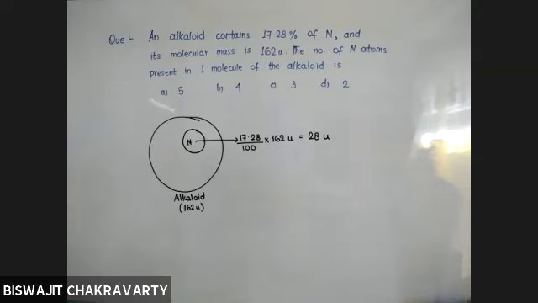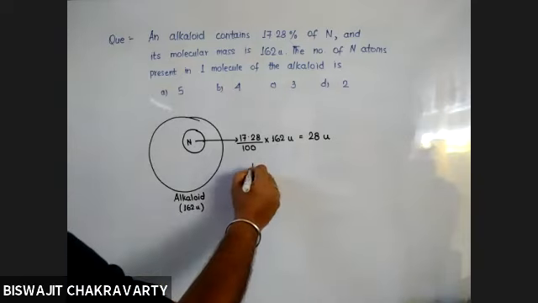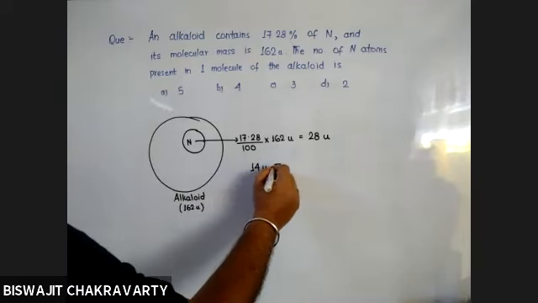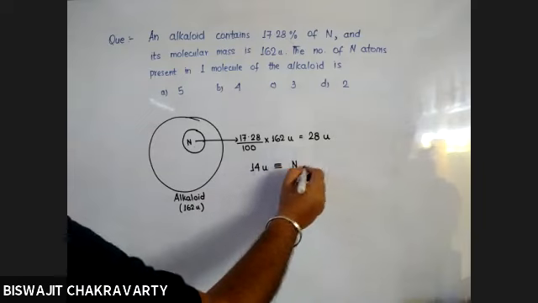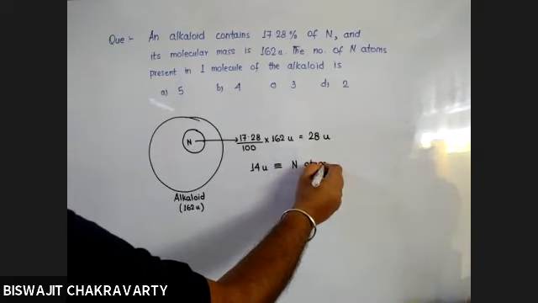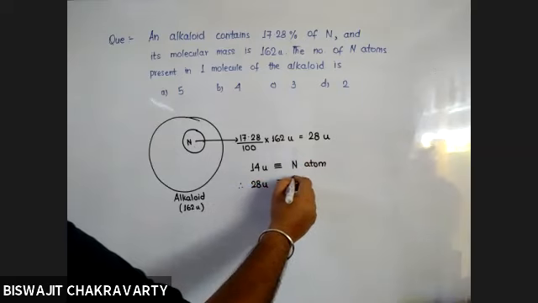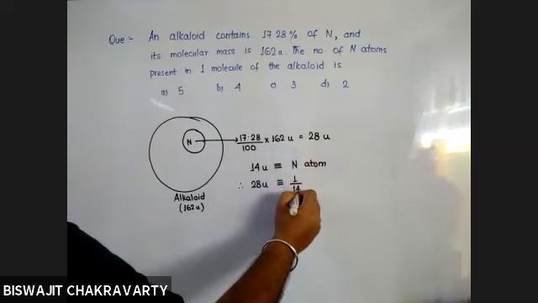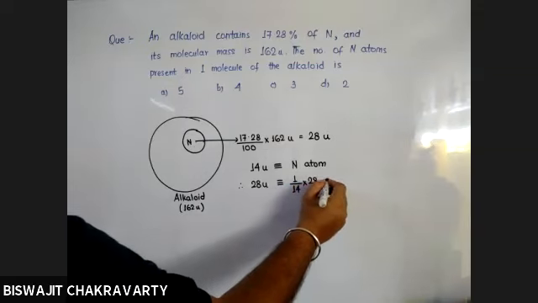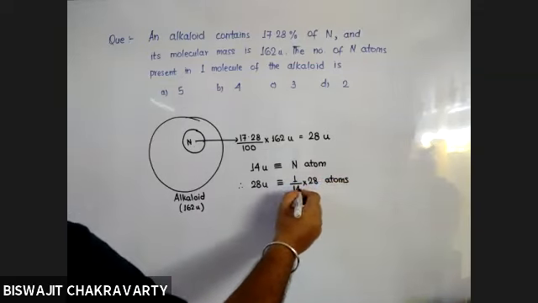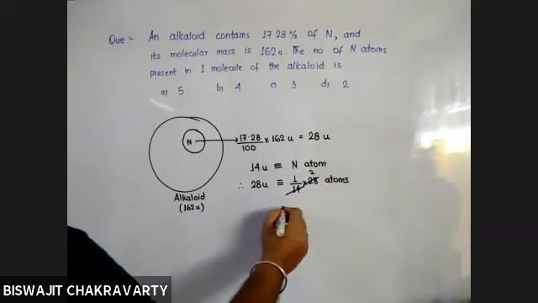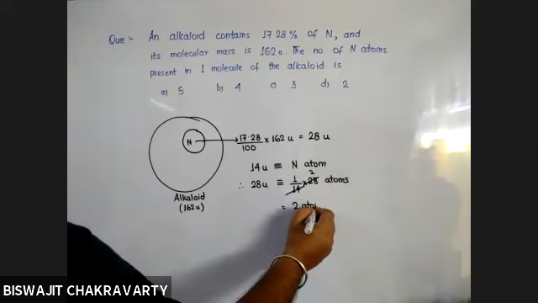So 2. Very good. Can you explain it? Sir, because one nitrogen atom will weigh 14 U, so 2 will be 28 U. 14 U stands for one nitrogen atom, right? Yes, sir. So therefore 28 U will stand for 1 by 14 multiplied with 28 atoms. So is it not 2? Clear?